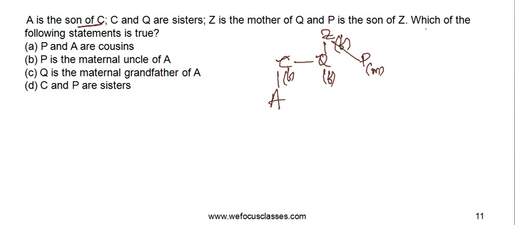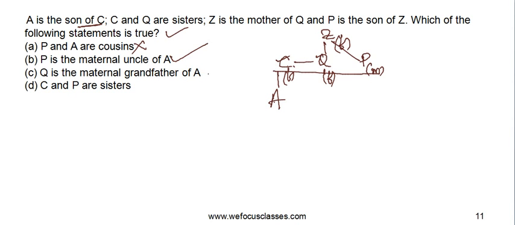Which of the following statements is true? So these three are siblings. P and A are cousins. So P and A, these two are in different generations. They can never be cousins. P is the maternal uncle of A. So A's mother's brother is always maternal uncle of A. This is true. We'll check the rest of the relations also.